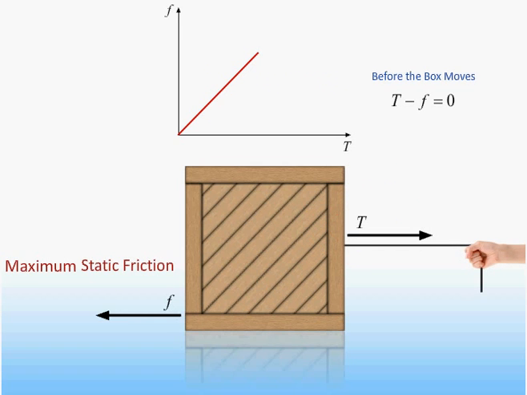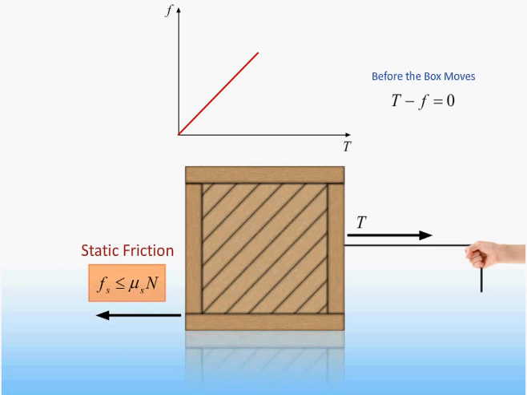This maximum value of the force that static friction can provide is once again just proportional to the normal force. In this case, the constant of proportionality is called the coefficient of static friction, mu sub s, and depends only on the properties of the two surfaces. This behavior of the static friction force that we have described is captured in an inequality, namely that the static friction force is less than or equal to the coefficient of static friction times the normal force.